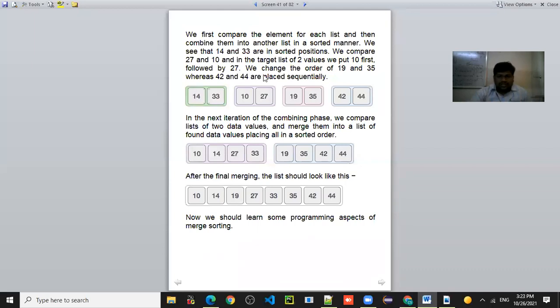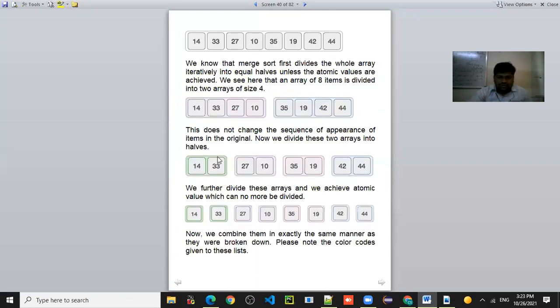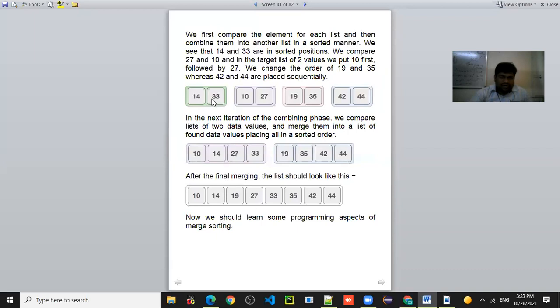We see that 14 and 33 are in the sorted position. So first compare 14 and 33. They are in the sorted order, so we'll combine them as it is. Here we have combined them as it is, 14 and 33.